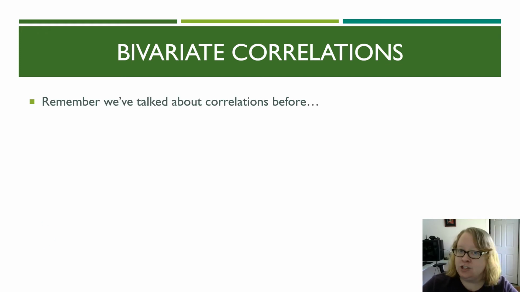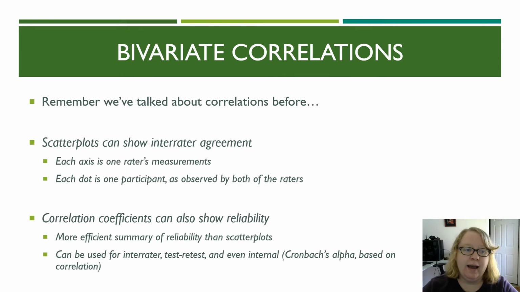Now remember, we've actually talked about correlations before, a couple of weeks back, specifically when we were talking about reliability before spring break. We talked about how scatter plots can show inter-rater agreement in reliability. Each axis is one rater's measurement, each dot is one participant observed by both of the raters. And then we talked specifically about correlation coefficients also being able to show reliability. It's a more efficient summary than scatter plots, and they can be used for inter-rater, test-retest, even internal reliability. We talked about the characteristics of correlation coefficients then too.